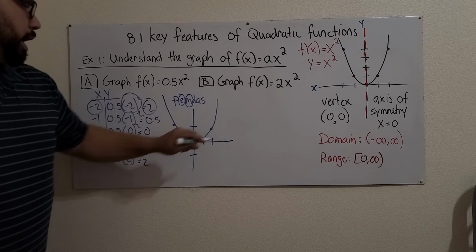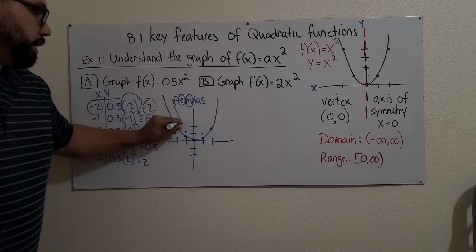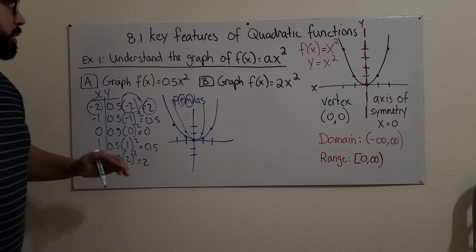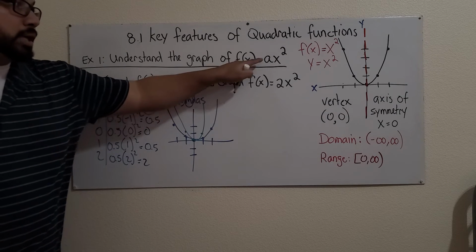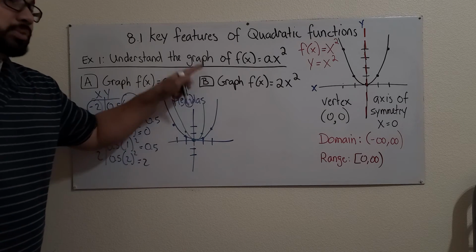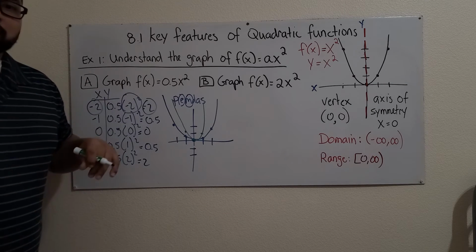It also had negative 1, 1 and positive 1, 1. And if I connect those dots, here is the parent function in green. And now you guys can clearly see that when your a value, a is the number in front of x squared, is a half, this graph becomes wider, doesn't it? So that's what they wanted you guys to discover.